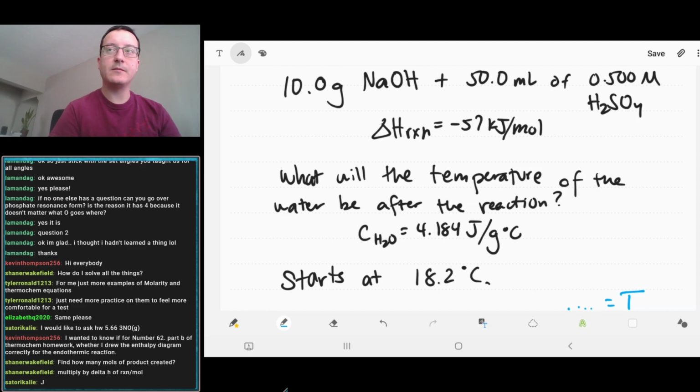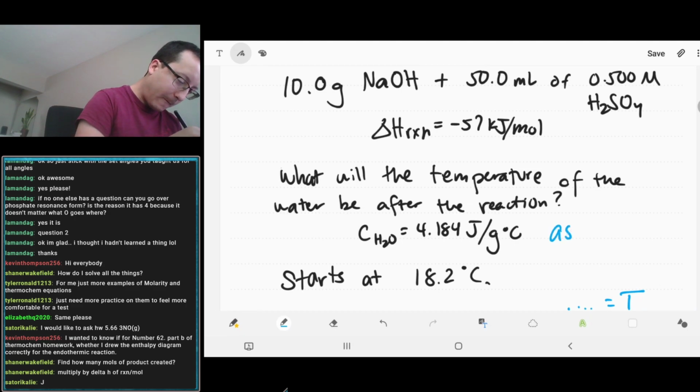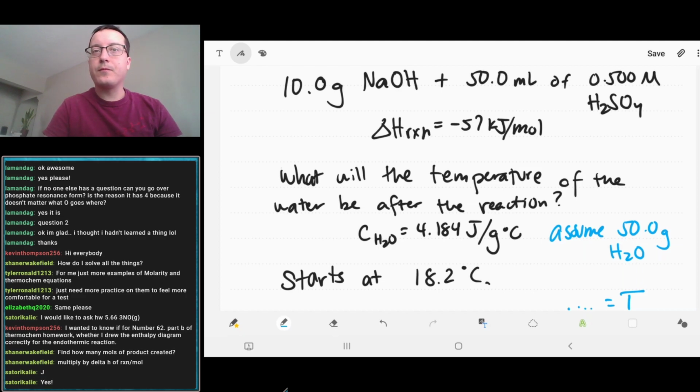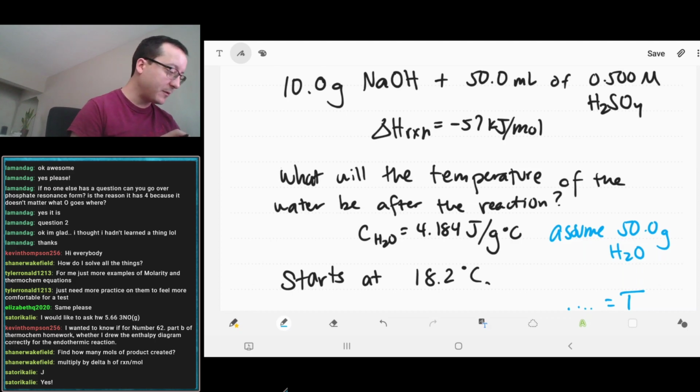Oh my goodness. Let's also assume the water is 50 grams. Okay, cool. So it looks like we have some idea of what we're doing. So, a complex problem we've got here. Again, this would be too long to be an exam question, but it's good practice because it's going to hit a lot of points. So it's a good problem to do.